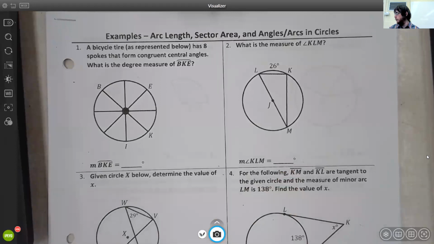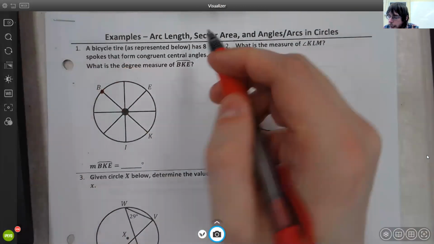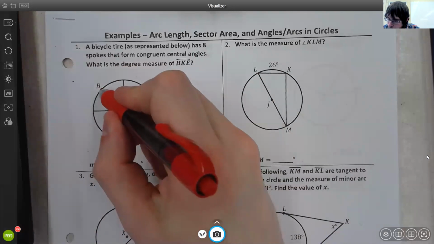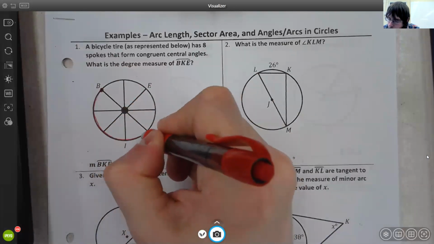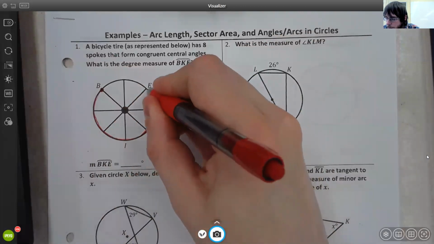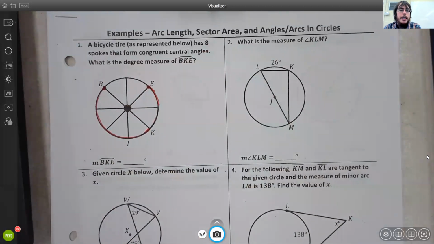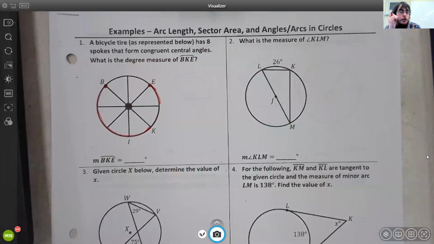A bicycle tire, as represented below, has 8 spokes that form congruent central angles. What is the degree measure of arc BKE? So the first thing is it wants to know the arc BKE. So you start at B, and the next letter you go to K. So you're going to go down to K. Okay, and then you go to E. So in red there, that arc is what you're looking for the degree measure of.